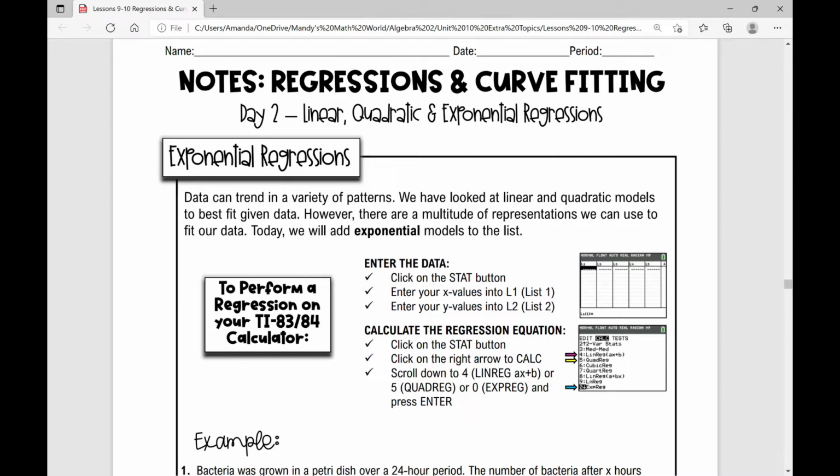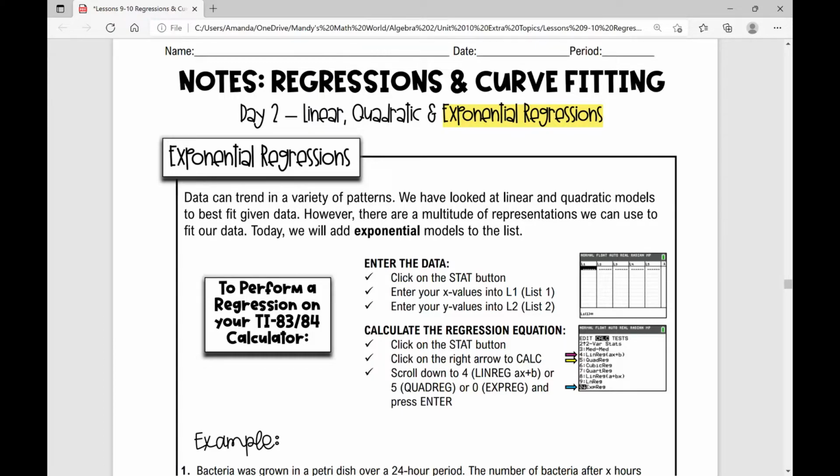Let's get started on your day 2 notes over regressions and curve fitting. Today, we are going to be adding exponential regressions to the mix. So we've already done a linear regression and a quadratic regression on our calculator, and now we're going to add an exponential model. So here are your instructions for you to refer to whenever you are trying to perform a regression on your TI-83 or 84 calculator. And I'll be walking you through the steps.